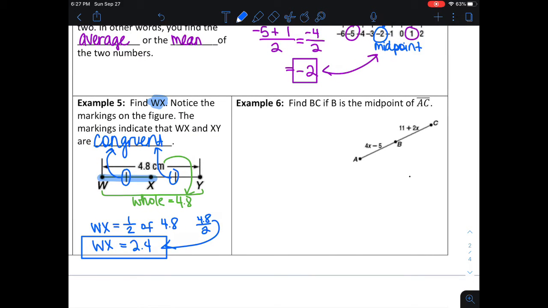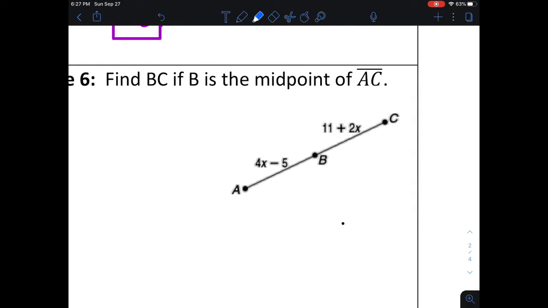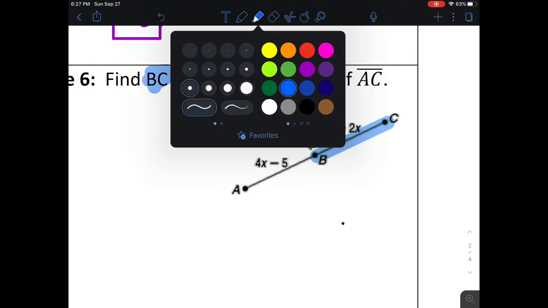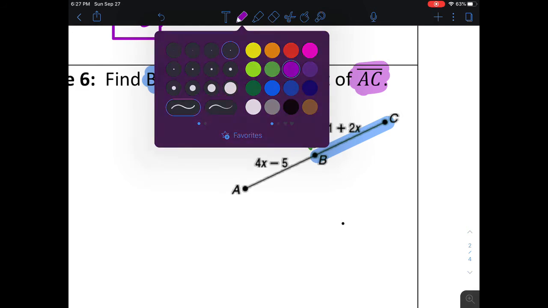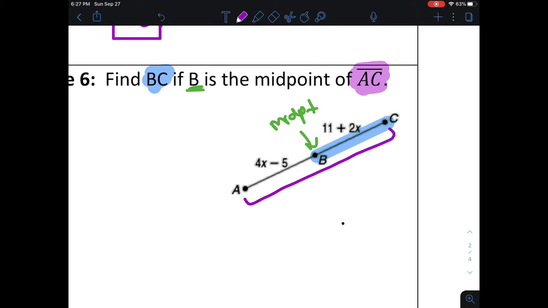Next, find BC if B is the midpoint. All right, let me zoom in a bit. Okay, so it says find BC. So I'm going to highlight BC in blue so we understand where we're looking. And it says that B is the midpoint of AC. So that means AC is the whole thing. If B is the middle of AC, then AC has to be the whole thing. So AC, from A all the way to C, is the whole thing.